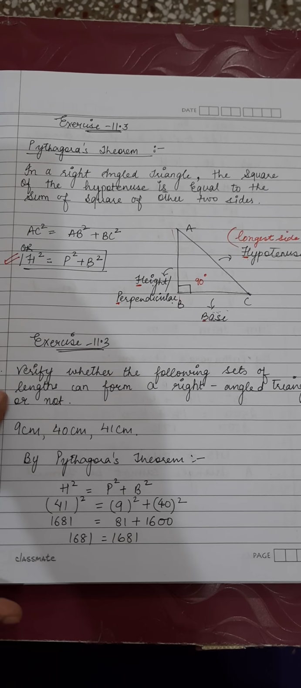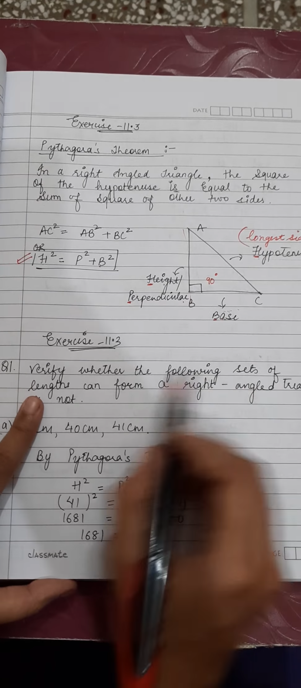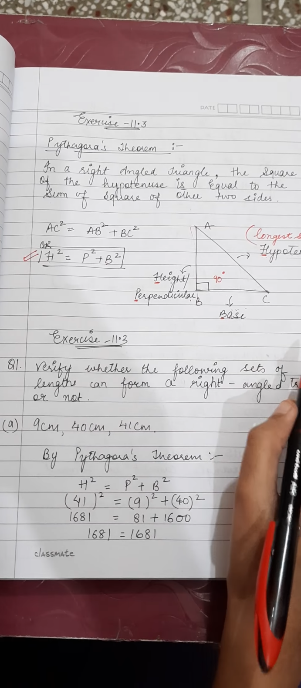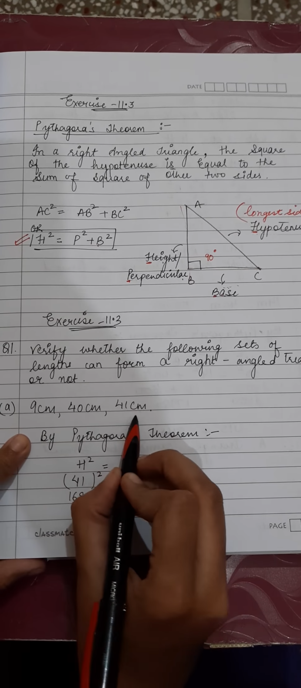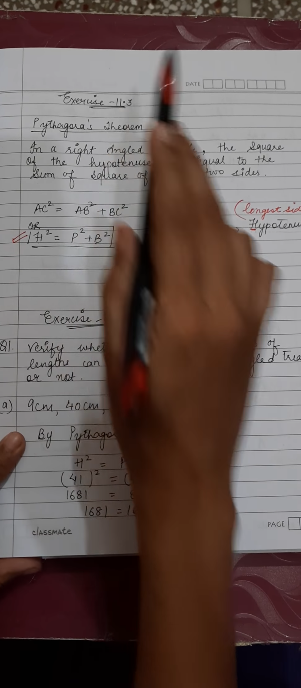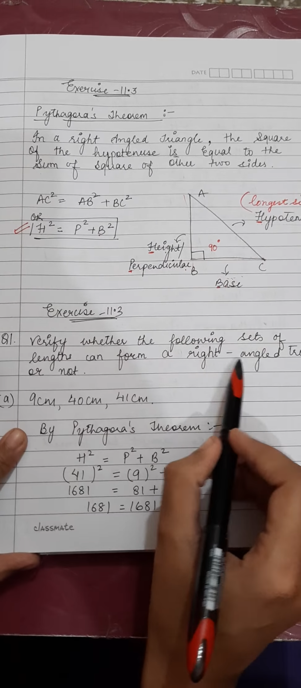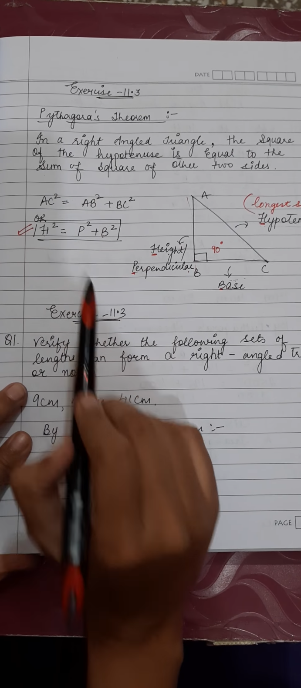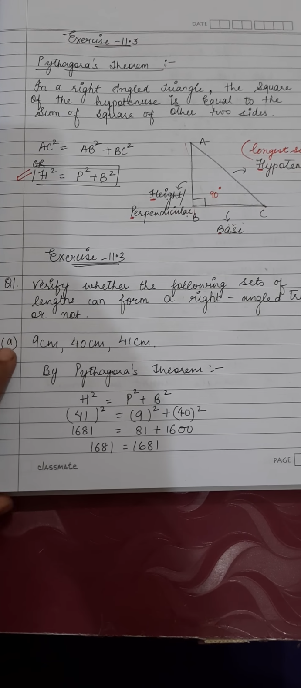Firstly, in this question, they are asking you to tell whether the following set of lengths can form a right angle triangle or not. To tell whether these sides can form a right triangle or not, these sides should satisfy the Pythagoras theorem. If these sides satisfy this formula, that means they are forming a right angle triangle, because Pythagoras theorem means we are applying these dimensions in the right angle triangle. Now let us see the first part.